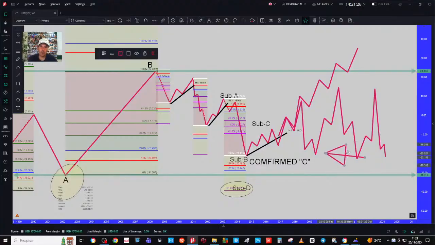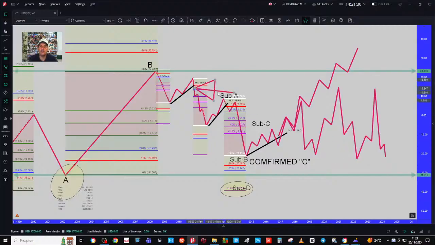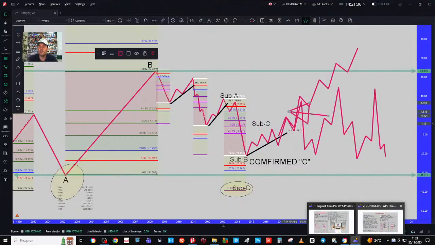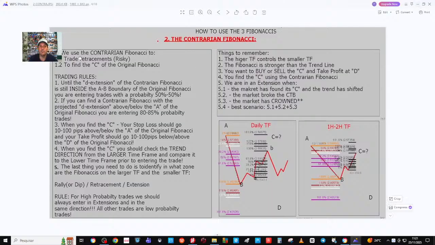Boss, do I need to trade retracements? Answer, no, not necessary. You are not obliged to trade retracements. But from the picture, we use the contrarian Fibonacci to find the capital C of the original Fibonacci. Okay, everybody?